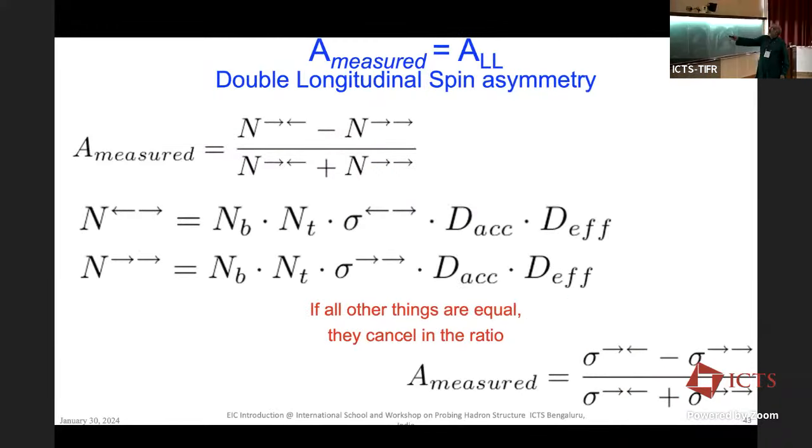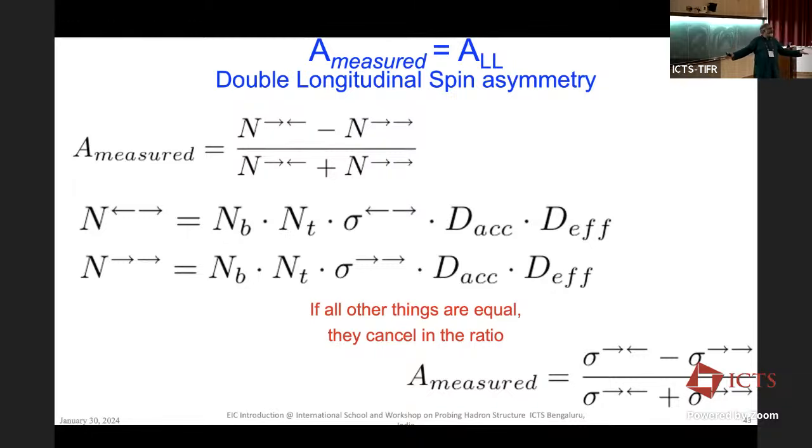So here is that measured asymmetry. When these are anti-parallel, this is parallel, you take the sum, and then you can calculate this explicitly. Number of particles in the beam, number of particles in the target, the events, the cross-section, this is the physics cross-section, detector acceptance and detector efficiencies. If I can keep all of them exactly the same, then the A measure is simply this.